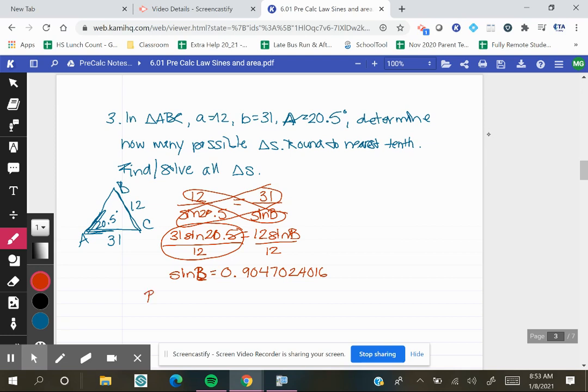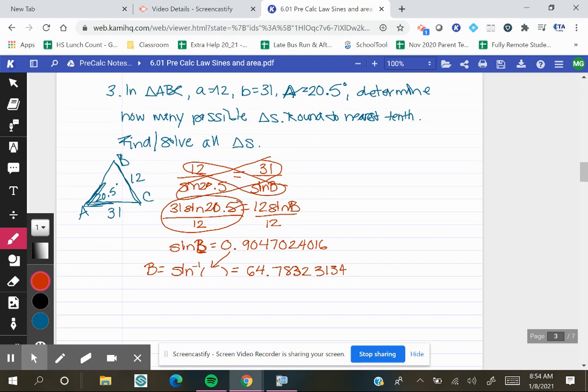And I'm looking for an angle here, because it's always sine, cosine, tangent of an angle. So to find angle B, I'm always going to use the inverse trig function. So I'm going to do inverse sine of that answer. And you're going to type that right into your calculator. Pause the video, type that in. And you should get 64.783231334. Okay, but whenever we're looking for an angle, we always have potentially two possible angles.